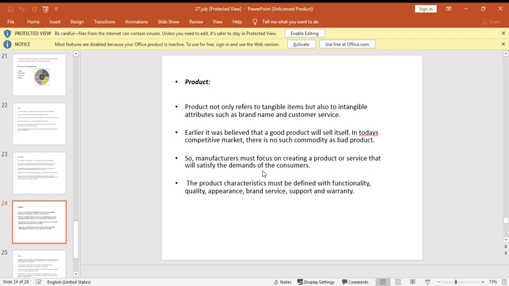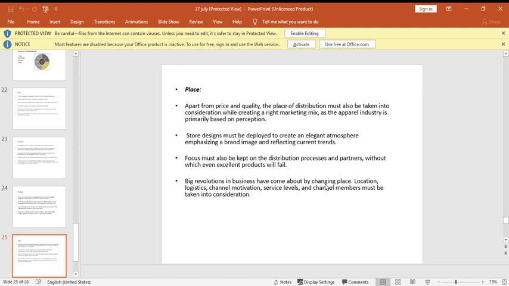So manufacturers must focus on creating a product or a service that will satisfy the demands of the consumers. The product characteristics must be defined with functionality, quality, appearance, brand, service, support, and warranty.